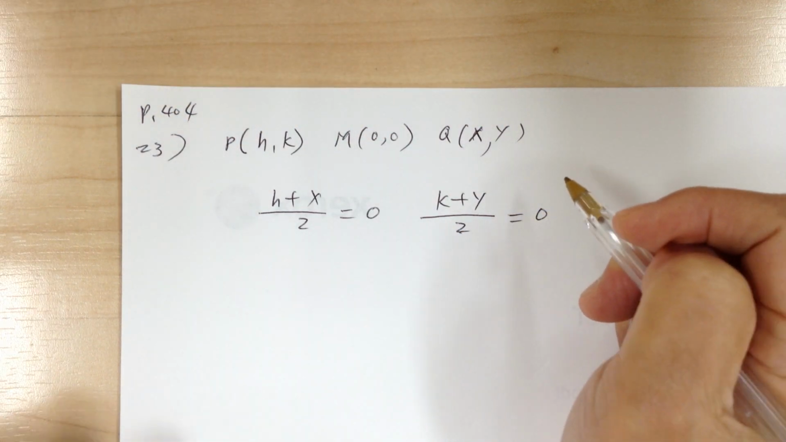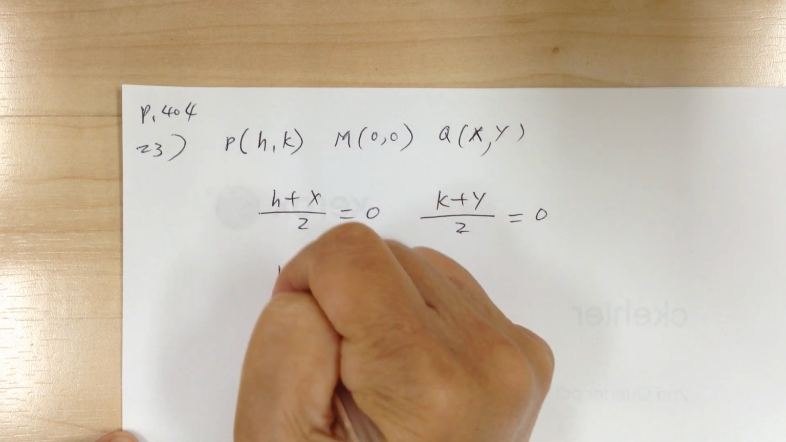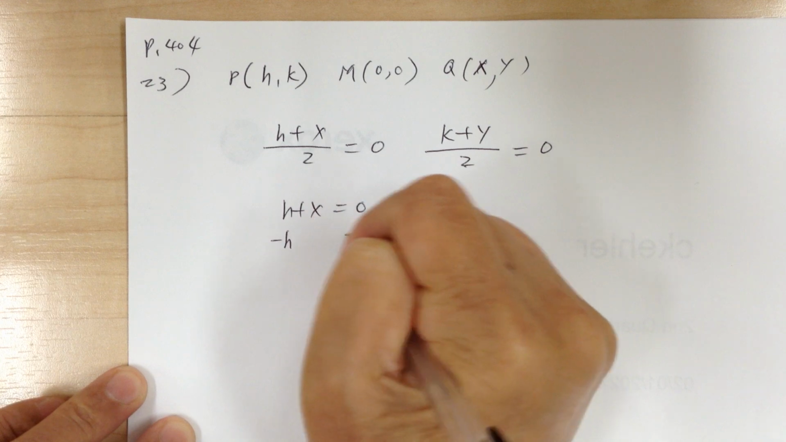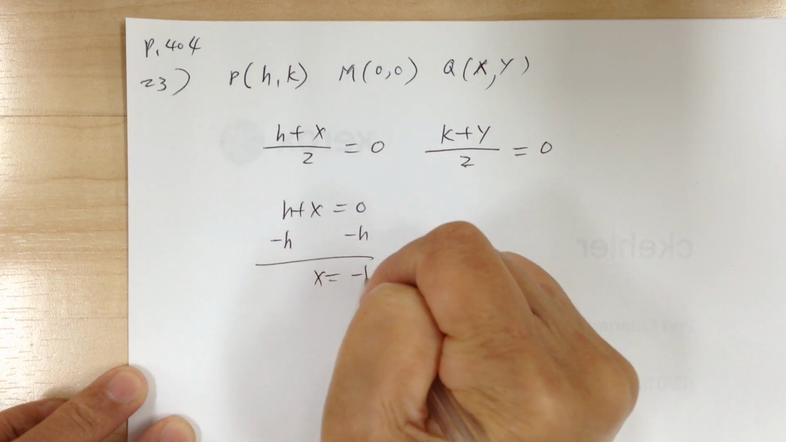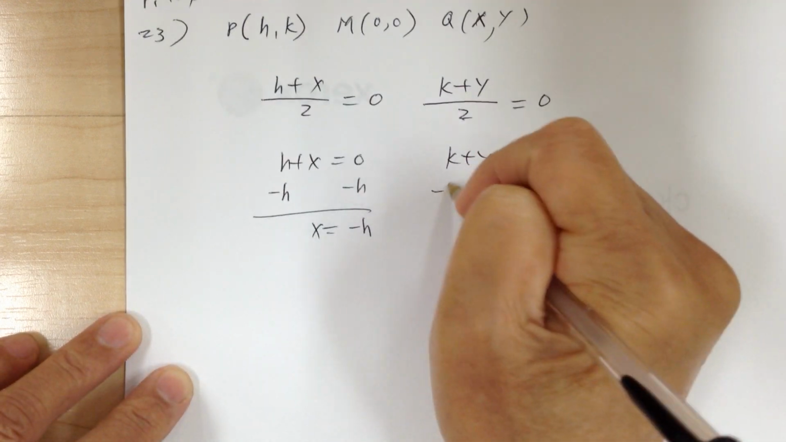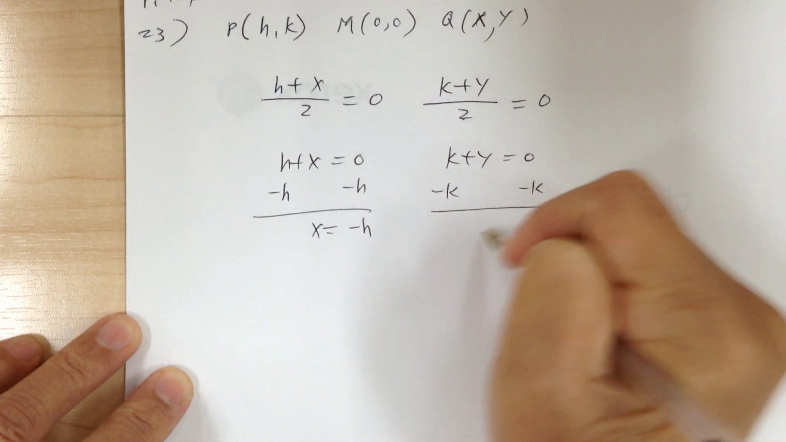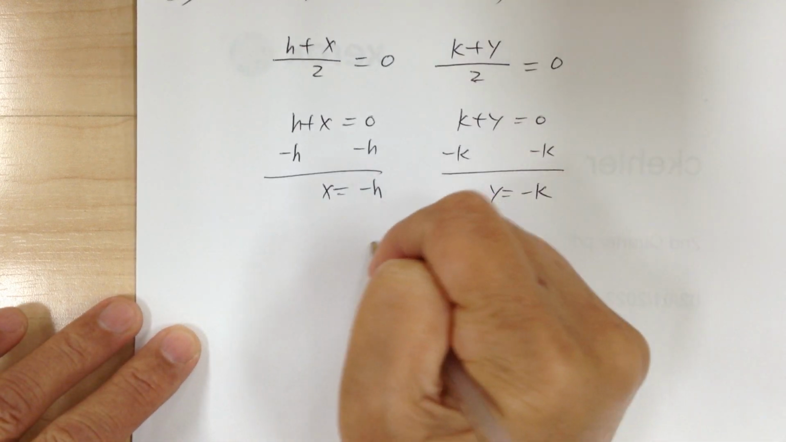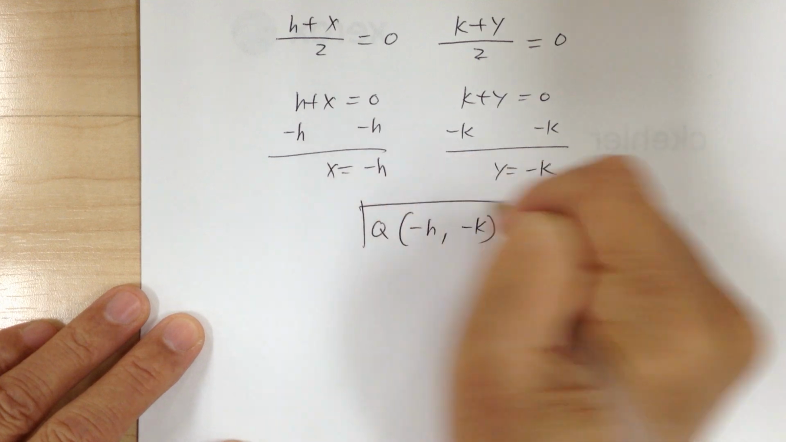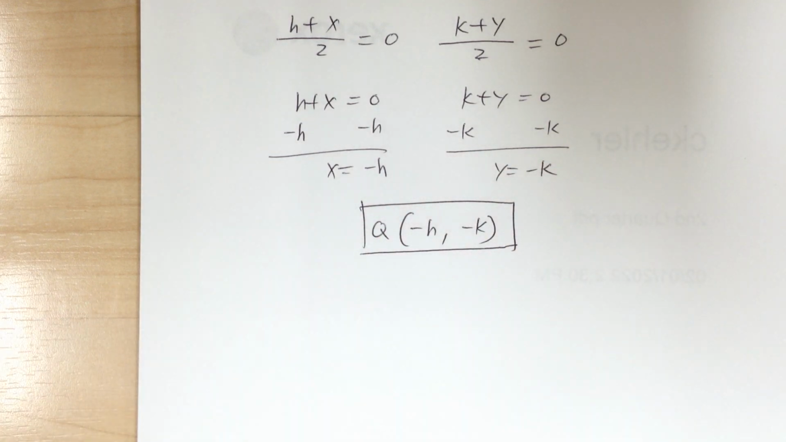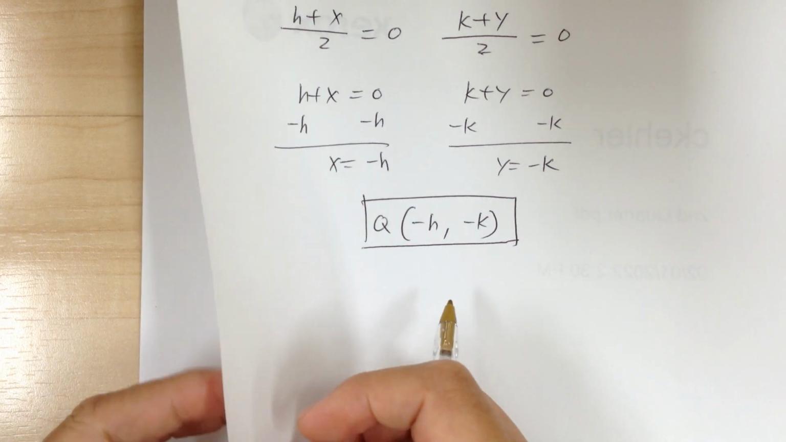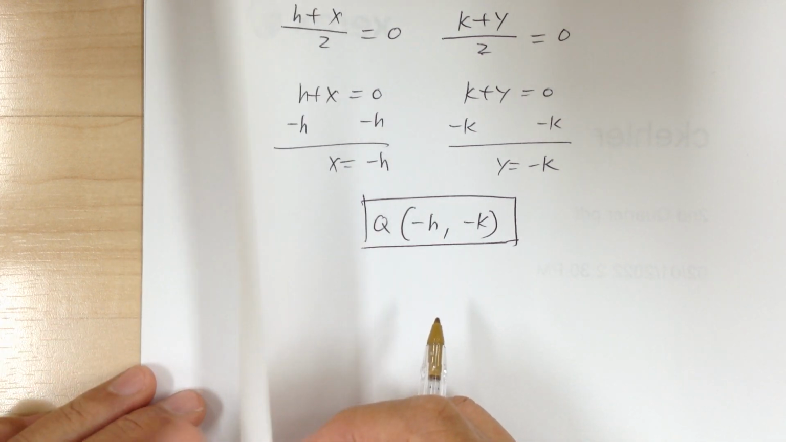Midpoint is your average. Okay, so you cross multiply. And then you solve for x, minus h on both sides. So x equal to negative h. Over here, cross multiply, you got k plus y equal to 0, minus k on each side. So you got y equal to negative k. So your Q would be negative h, negative k. Okay, next, let's go to number 25.